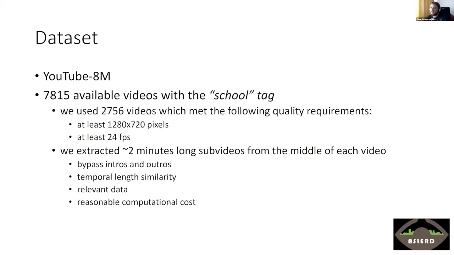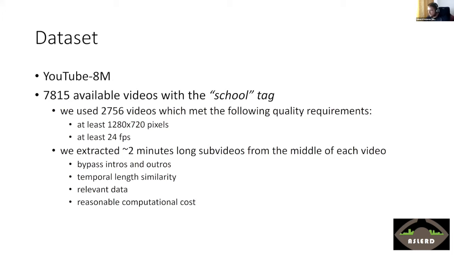So what we did is we took from YouTube-8M, a dataset of videos from YouTube, and we searched for videos with the school tag. Of course, we could extend this search with high school, college, and other tags, but we took just school to be more general. There were almost 8,000 videos available. We had to filter these videos because we needed them to be at least HD quality and at least 24 FPS. There were lots of videos with very poor quality or which were broken for some reason.